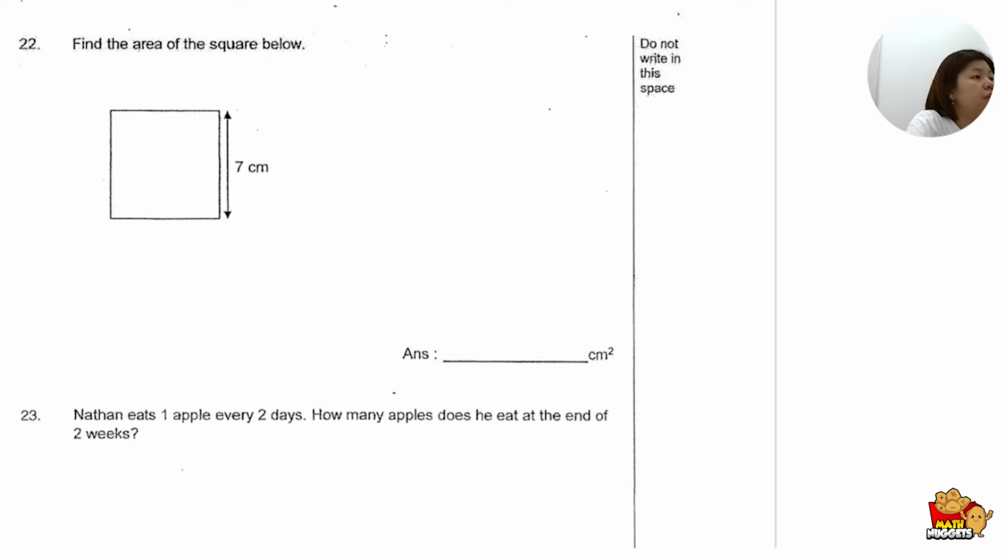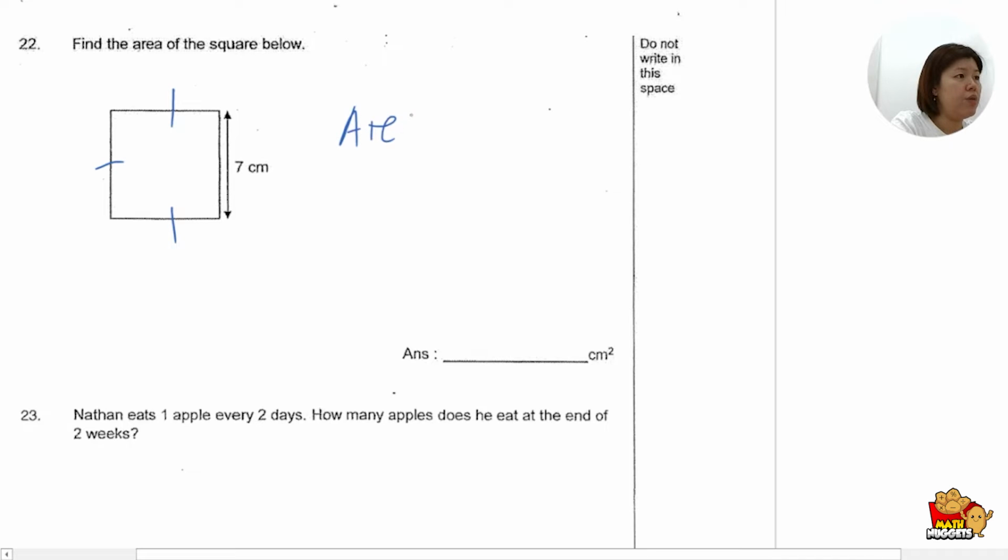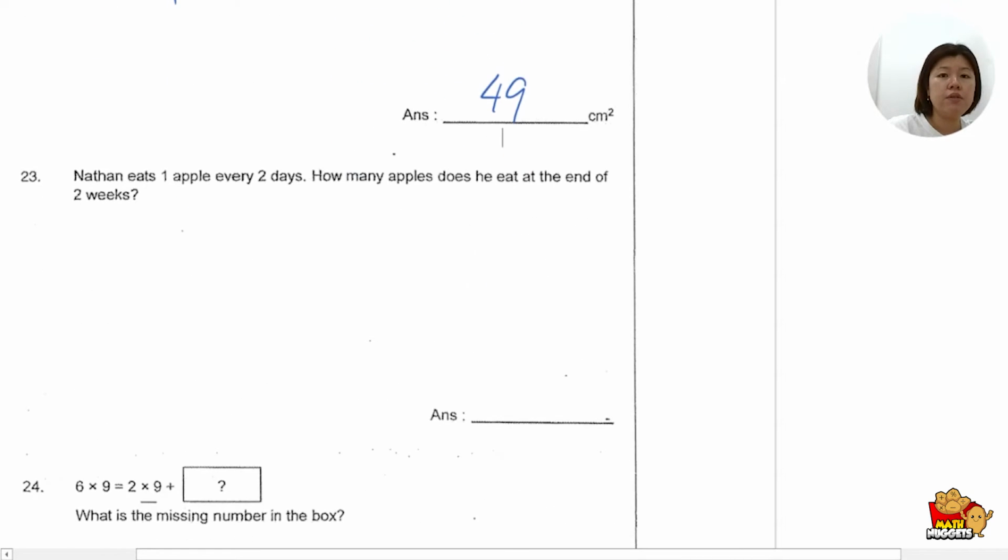Okay, the next question. Find the area of a square. Area is actually length times breadth. And for the area of a square, all sides are equal. So all will be 7. So area will be 7 times 7 equals 49.